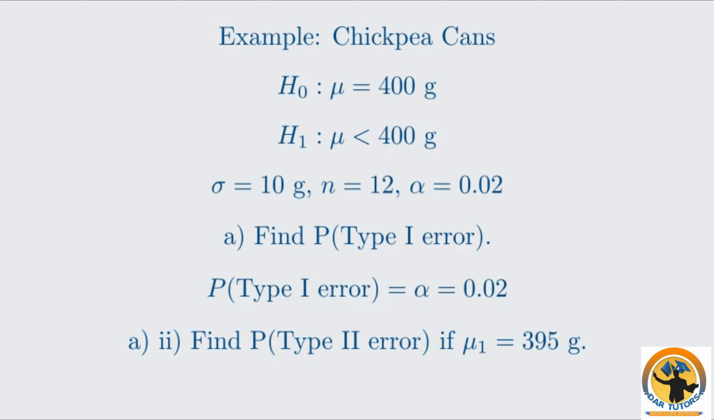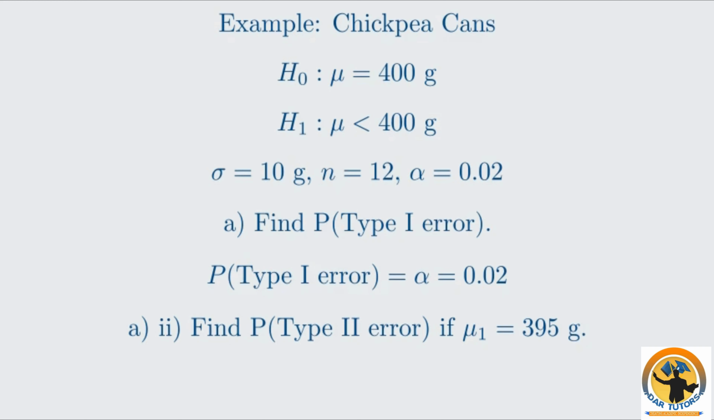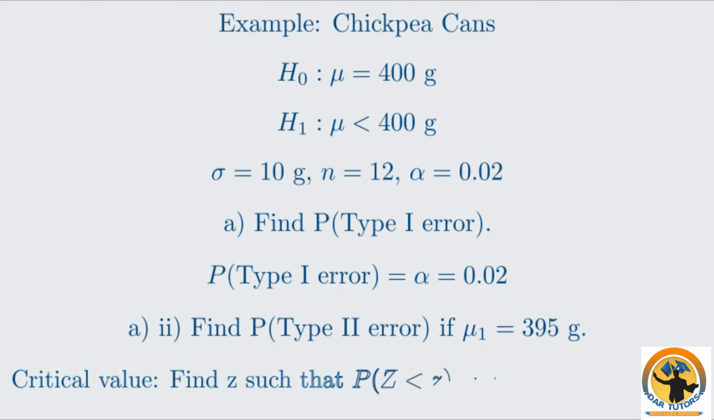First, we need to find the critical value. Since H1 is less than, this is a left-tailed test. We need to find z sub alpha for alpha equals 0.02. The critical region is z less than some value. We look up 0.02 in our standard normal tables or calculator, which gives us a z-score of negative 2.054. So we reject H0 if z is less than or equal to negative 2.054. We retain H0 if z is greater than this critical value.